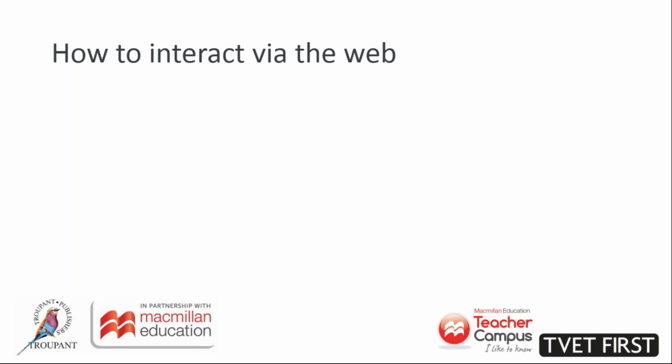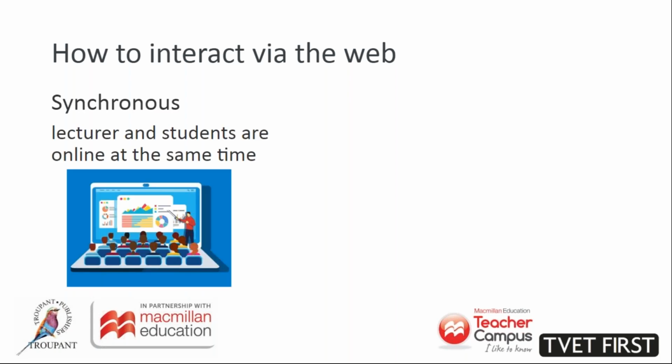What are the two ways that you could be engaging with your students? Well, the first one is to engage from a synchronous point of view. And what synchronous means is that you as the lecturer and your students are online at the same time, whether it's in a video conference or perhaps in a collaborative live document. You're both working on a space or in a project at the same time.